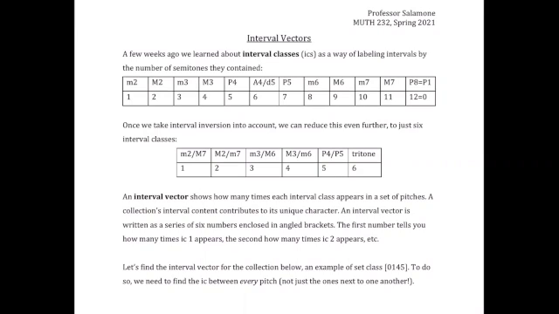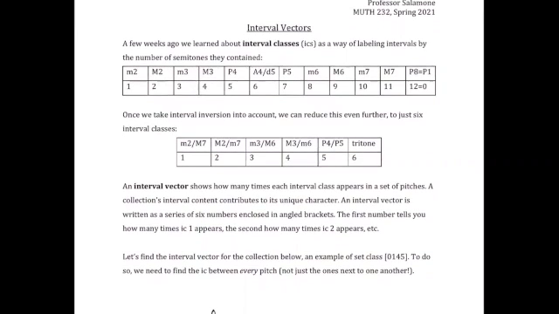Now, a couple of weeks ago, we learned about interval classes, which we abbreviated as ICs. And those we discussed as simply a way of labeling how many semitones are in an interval. So this little chart here is recreated from a previous handout, but you see that minor second has 1 semitone, so we call that interval class 1, all the way up to the major seventh, which contains 11 semitones, and we call that IC 11.